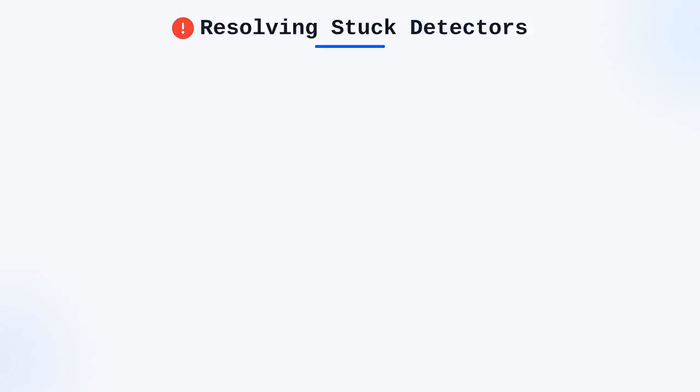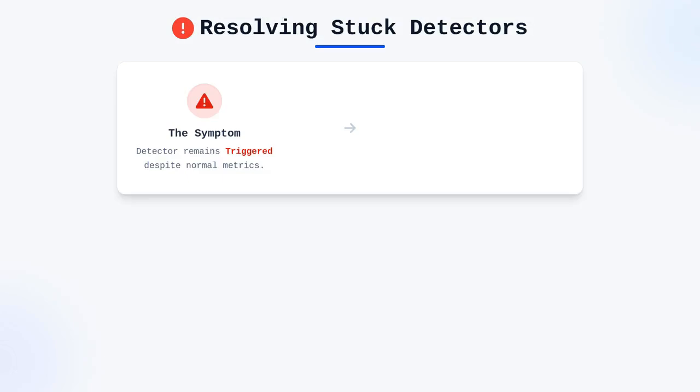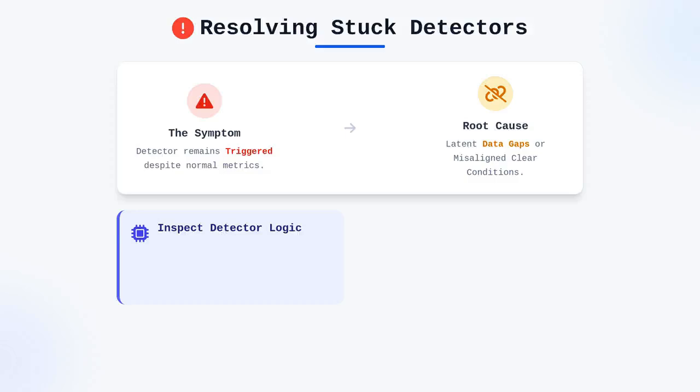When a detector remains in a triggered state despite metrics returning to acceptable levels, the root cause is often a latent data gap or a misaligned clear condition. If the detector evaluates incoming data points but fails to receive a signal to clear, it remains locked in an active state. You should first inspect the detector logic to ensure that the clear condition is explicitly defined and not implicitly reliant on the disappearance of a signal. Sometimes the system assumes that the absence of data means the alert should clear, but if there is no data coming in at all, the detector might simply hold the last known status.